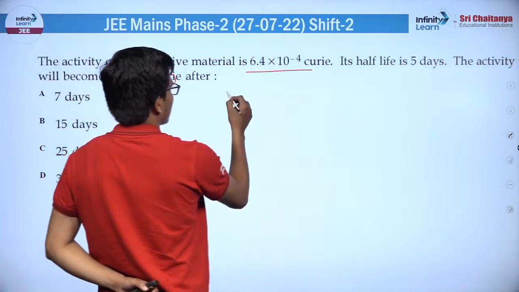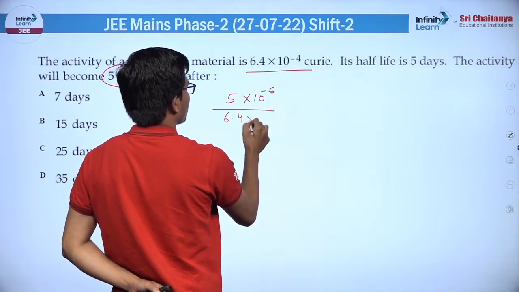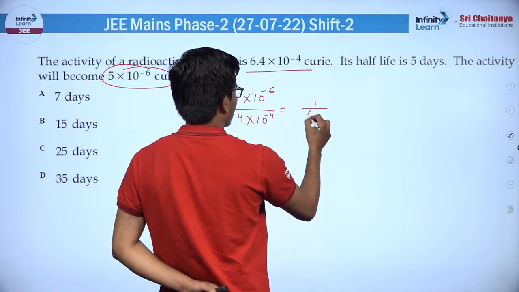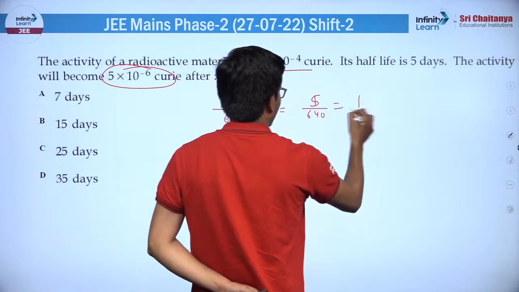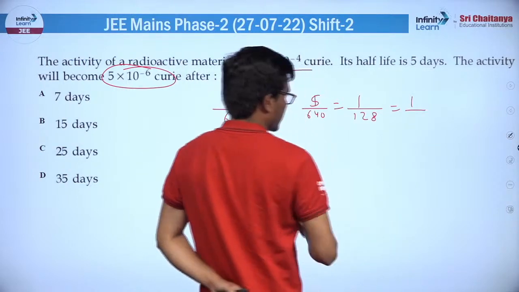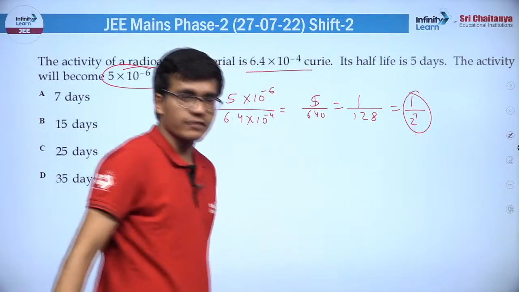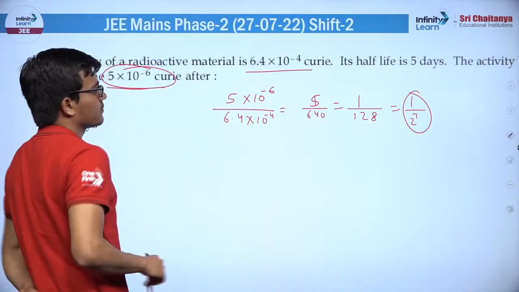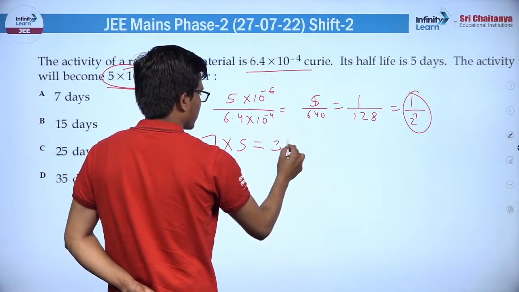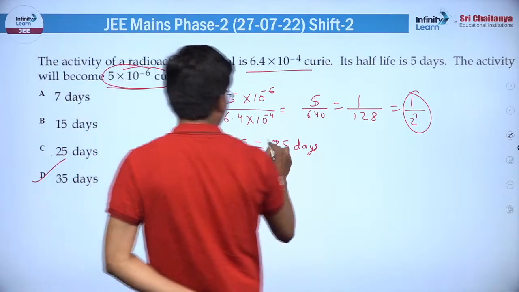And so you can say 5 into 10 to the power minus 6 divided by 6.4 into 10 to the power minus 4 means it is 1 upon 5 upon 640. So 1 to 8. So you can write it as 2 to the power 7, right? So after 7 half-lives, the activity becomes like this. So if the half-life is 5, then after 7 half-lives, the total time is 35 days, that is in option D.